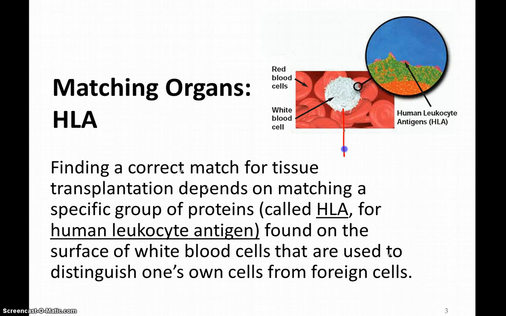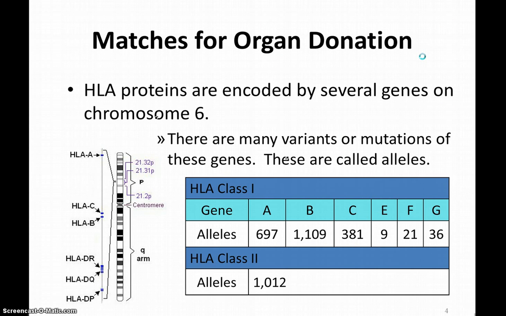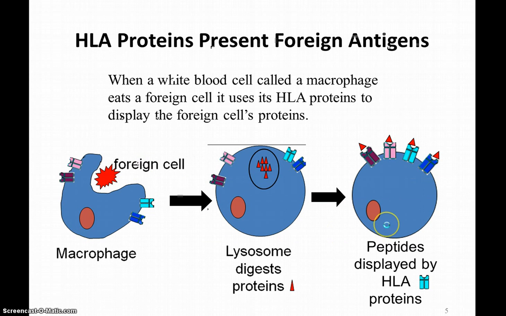So up here you see a white blood cell, and there on the surface over here are the proteins in the cell membrane. HLA proteins are encoded by several genes on chromosome 6. There are many variants or mutations of these genes called alleles. So you can see gene A, or HLA-A, has 697 alleles. B has even more, whereas E only has 9.